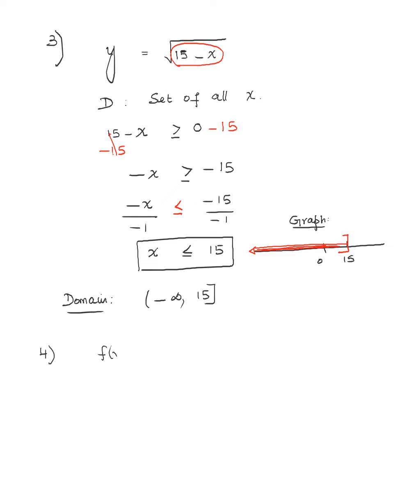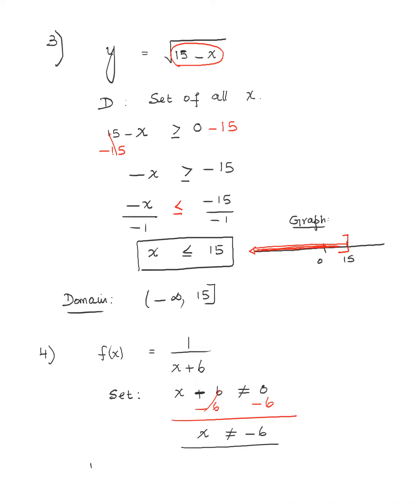The next example, we have f of x equal to 1 over x plus 6. Just like the previous example, where we had a square root, we cannot have negative inside the square root. The same thing applies when you solve a fraction, or rational function. This is called a rational function. We cannot have 0 in the denominator. So when you are identifying the domain of this rational function, you have to set the denominator not equal to 0. That means x plus 6 cannot be equal to 0, or when you solve for x, x cannot be equal to negative 6.